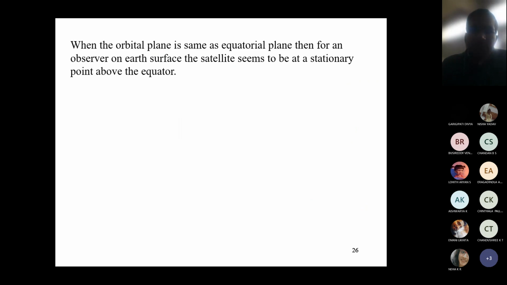So when the orbital plane is the same as the equatorial plane, then for an observer on the Earth's surface, the satellite seems to be a stationary point above the equator. Okay. So what I mean to say, this is the Earth.